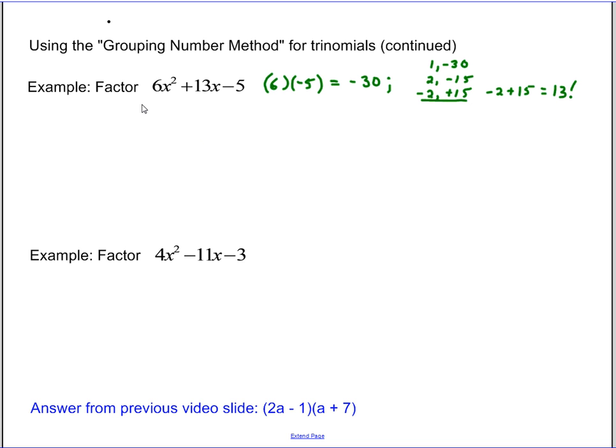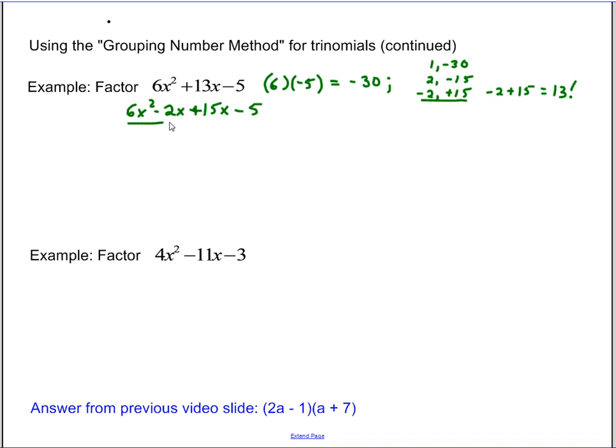So that means we're going to take our middle term. So I'm going to take my 6x squared. I'm going to split up my middle term. It looks like as minus 2x plus 15x. Remember that those two would be combined together and give you 13x minus 5. So now let's factor by grouping right here.